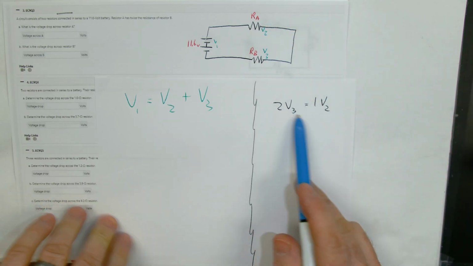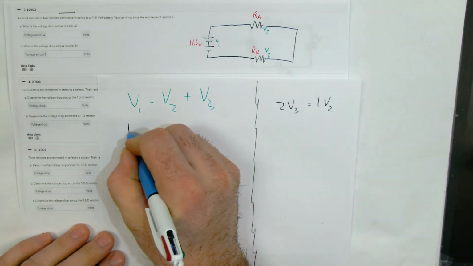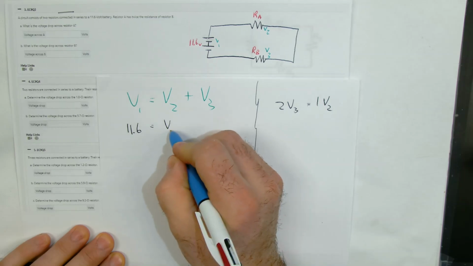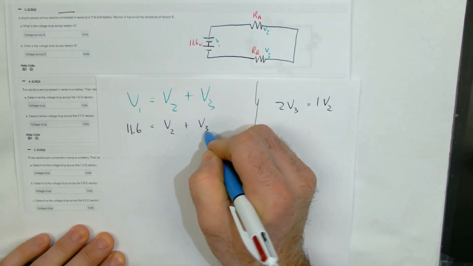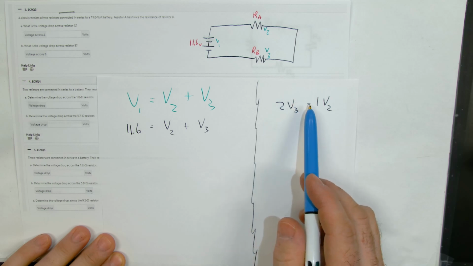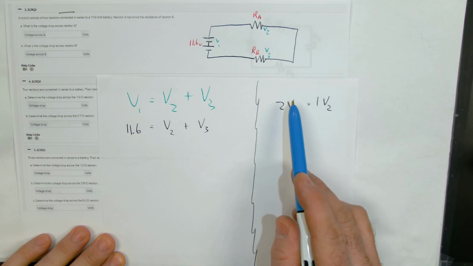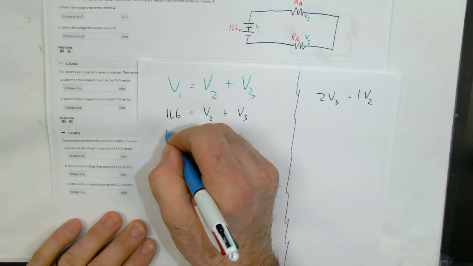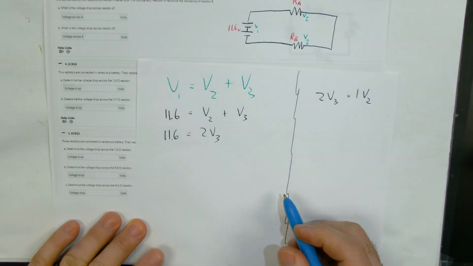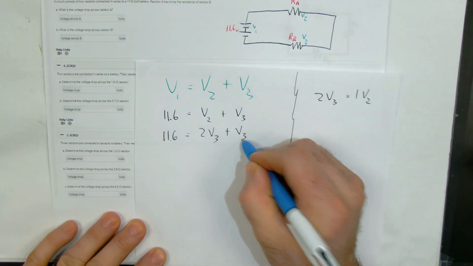So using this, we can substitute in over here because we only have one known to start with. We do know the voltage of 1, which would be 11.6, but we don't know the others. This is as far as we could get without any additional information. But this right here allows us to input, and the easiest thing to do is in place of V2, we can just substitute in 2V3. And so we can say that 11.6 equals 2V3 plus V3.